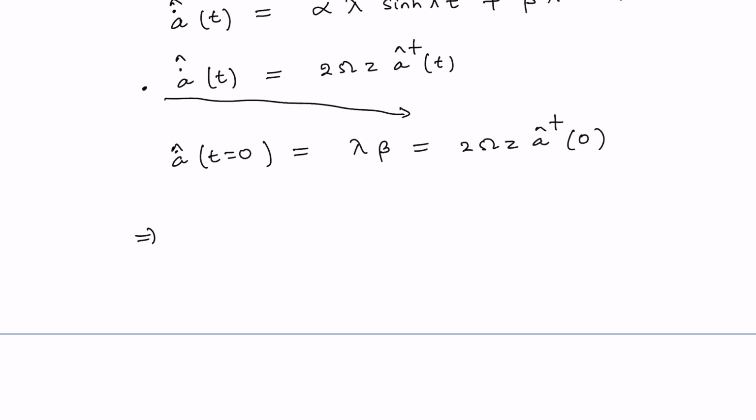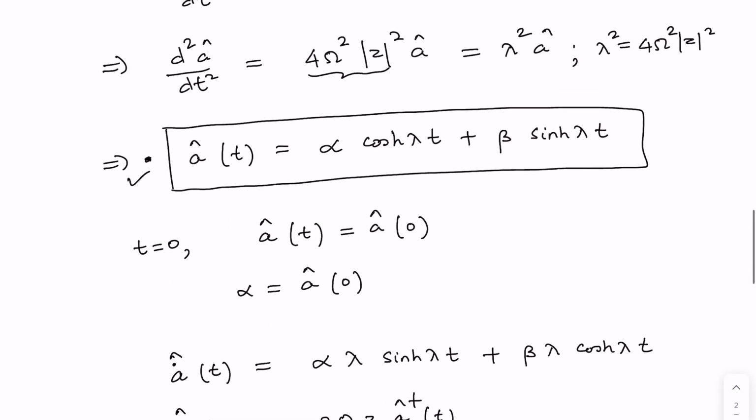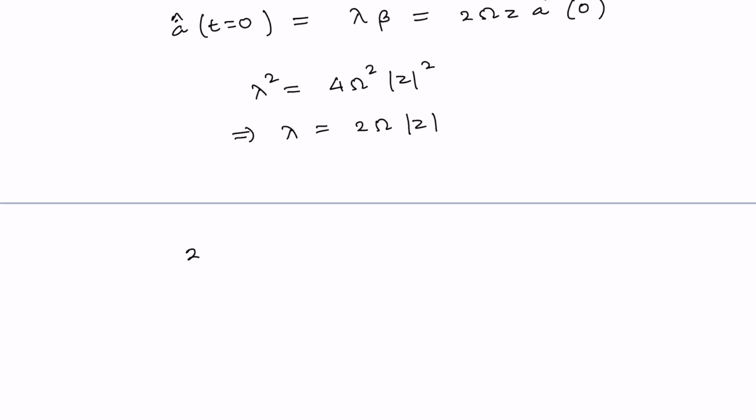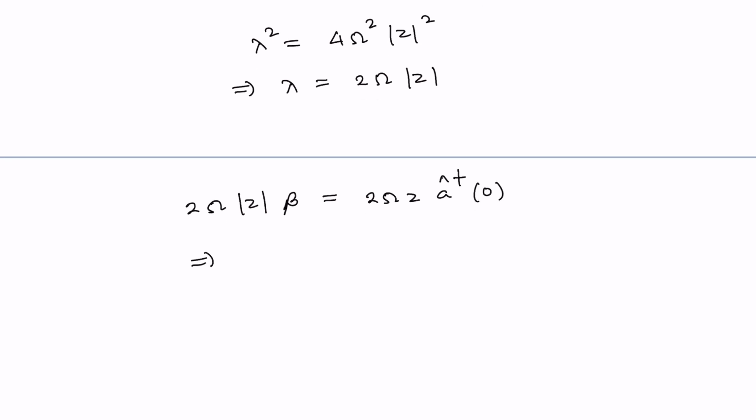Now lambda square I have from here as 4 omega square mod z square, so I can take lambda as twice omega mod z. So using this, I have twice omega mod z lambda beta, and here I have my beta, that is equal to twice omega z a dagger 0. So you see, therefore I have mod z beta is equal to z a dagger 0.